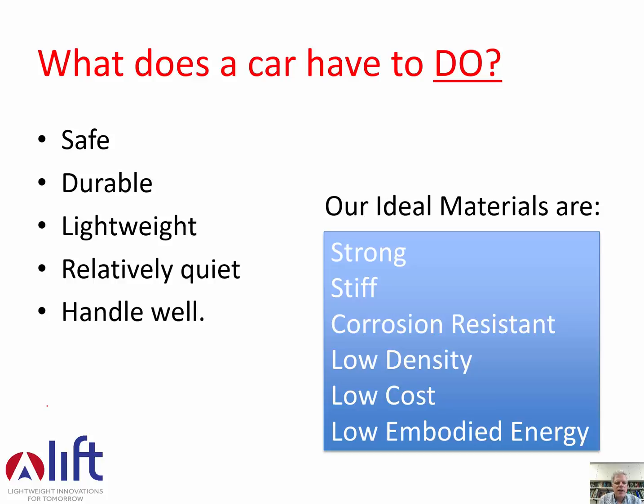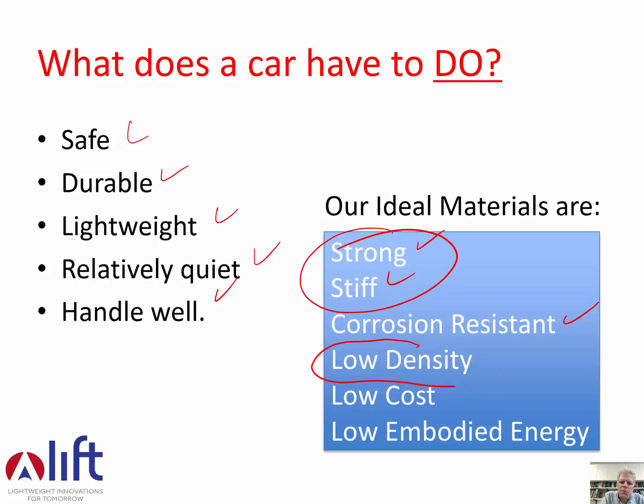So here's what a car has to do. We've talked about this before. It has to be safe, durable, lightweight, relatively quiet, handle well. And that turns into material properties. We want materials that are strong and stiff, where we're going to find out strength and stiffness are really different things. Corrosion resistance is important. We're not going to deal with that in this unit.